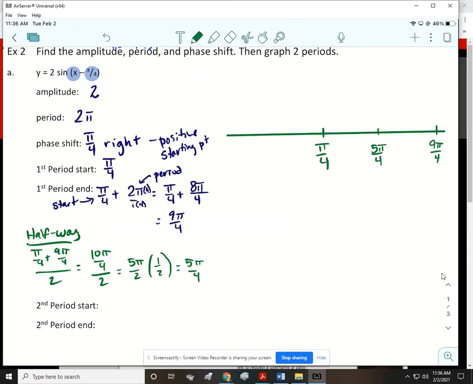Okay. And then I'll do another halfway between pi over 4 and 5 pi over 4. So that's 6 pi over 4 divided by 2, and then 3 pi over 2 times 1/2, or 3 pi over 4. Now at this point we can do that again, but you might be able to see the pattern because it looks like we have 1/4, 3/4, 5/4, some fourths, and then 9/4. So what logically falls in between there is 7/4.